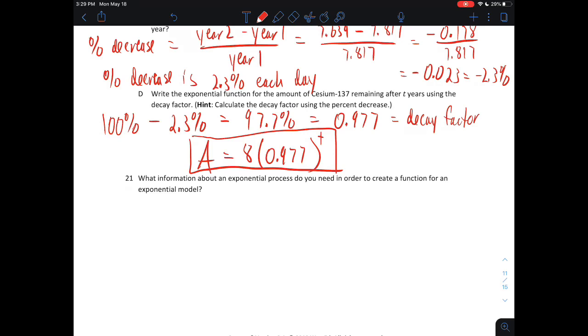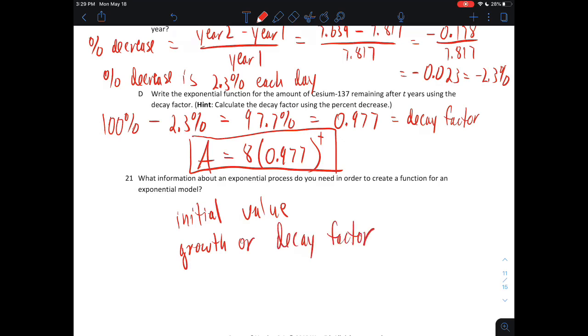And now finally, number 21. What information about an exponential process do you need in order to create a function for an exponential model? Just think of those things that I needed to create my functions in all of the examples we had today. We need an initial value, and then we need the number that goes in the parentheses. That's a factor. So we need a growth or decay factor. And then to end this lesson, the word for this lesson is factor.